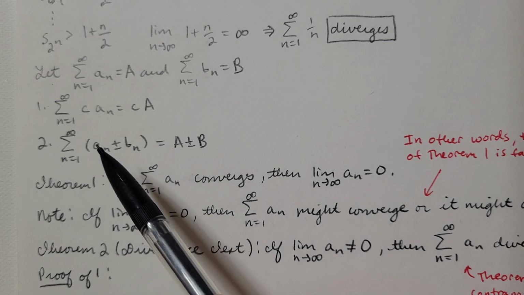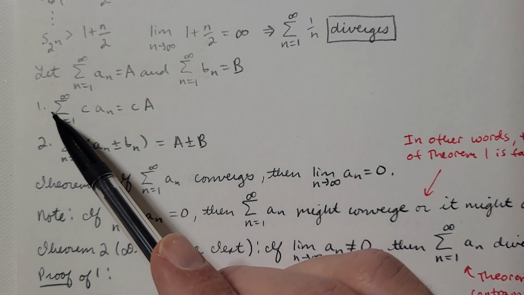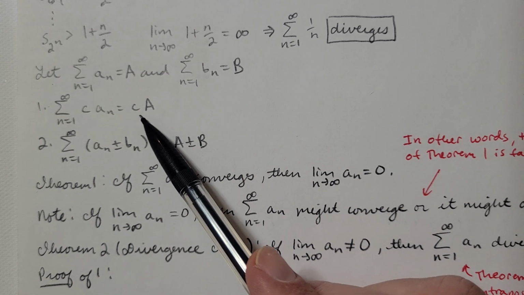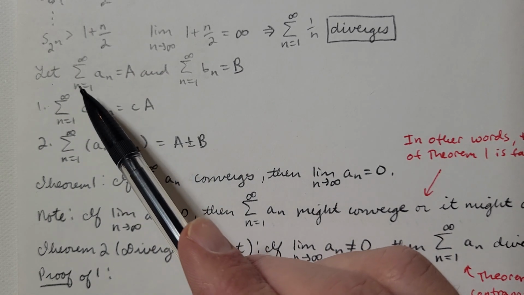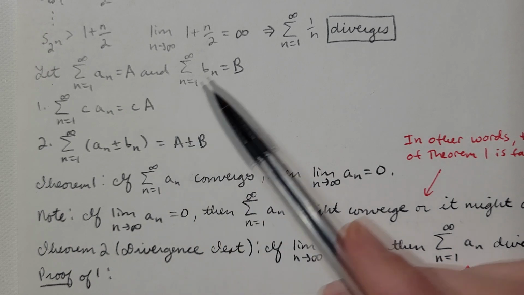Then if you have the summation as n equals 1 to infinity of a constant times a sub n, constants can come out of summation signs. So that'd be the constant times the summation as n equals 1 to infinity of a sub n, that's a. So you get the constant times a.